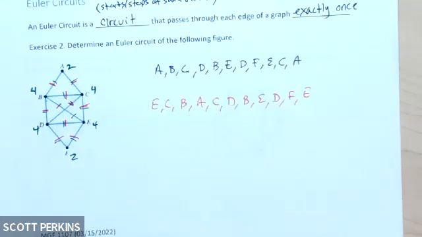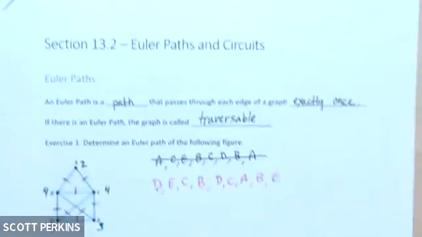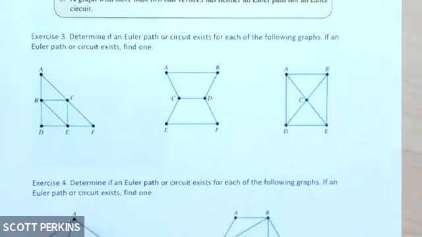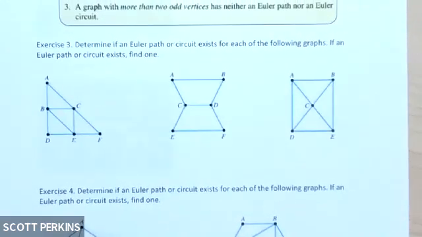So here's what I would like you to do. Exercise 3. I've given you 3 graphs right there. What I want you to do for each of them is determine, does an Euler circuit exist, or does just an Euler path exist, or does neither exist? And if you have time, find an example.